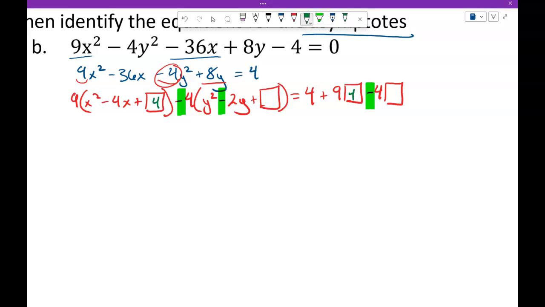So we got 4 in these boxes and 1s in these. So we get x minus 2 squared, y minus 1 squared, and then when we multiply all of this out, we end up with 36. Divide everything by 36.